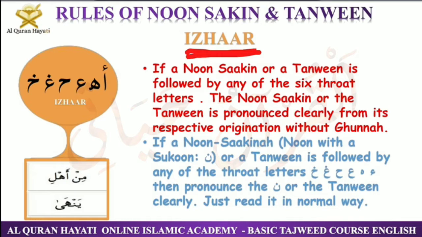Okay, when to do that? If a noon sakin or a tanween is followed by any of the six throat letters. Which are the six throat letters? Hamza, ha, ain, ha, ghain, kha. This should always be on your tip of the tongue. Whenever I say which are the huruf al halqi, then you will have to remember these six letters.